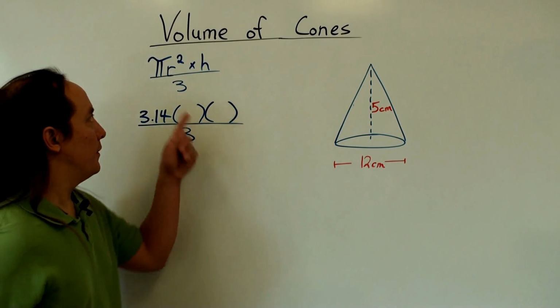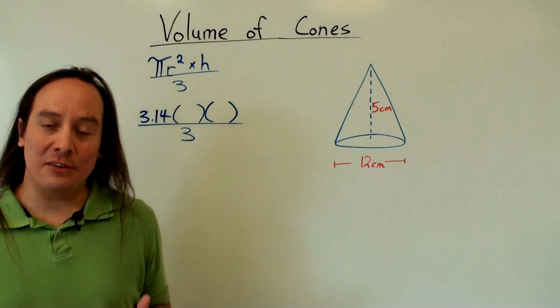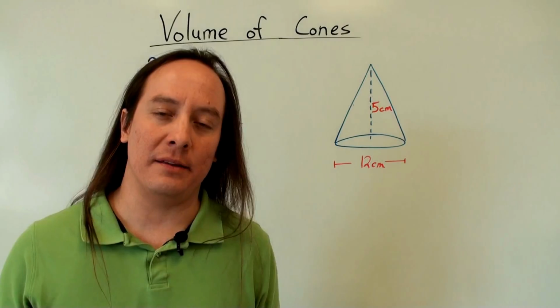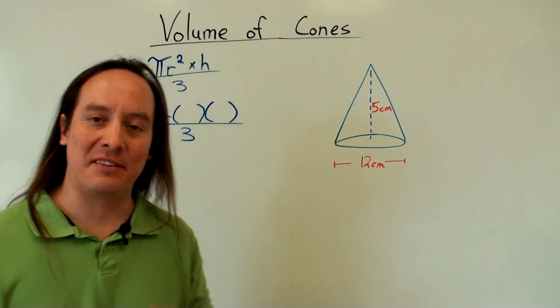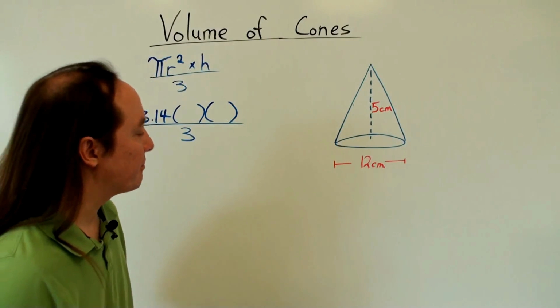Now, radius squared. We have to know what the radius is. What is the radius? I didn't give any clues this time like I did in the area of a circle.